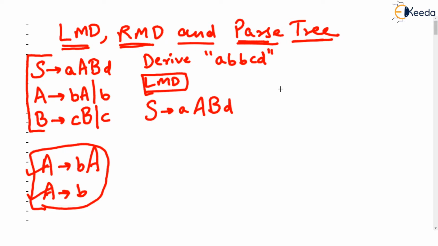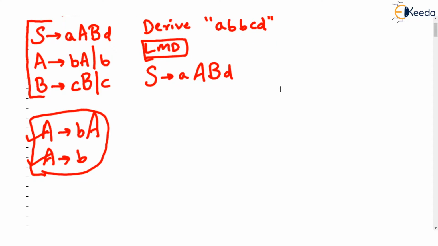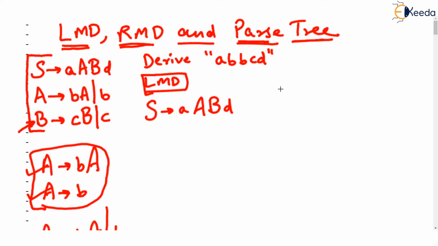So, this can be equivalently written using the OR operator in one line as follows: A derives BA or B. That's just a shortcut notation so that we save some lines, nothing fancy about that. Similarly, 2 derivations are there for B and we have written them on one line: B derives CB or C. Now, let's say we are asked to derive the string A double B C D. So let's see what the LMD is for this.